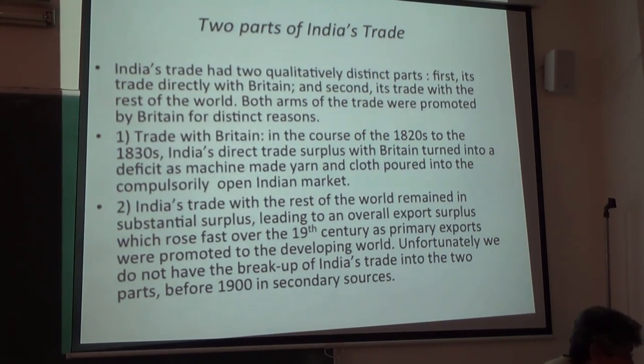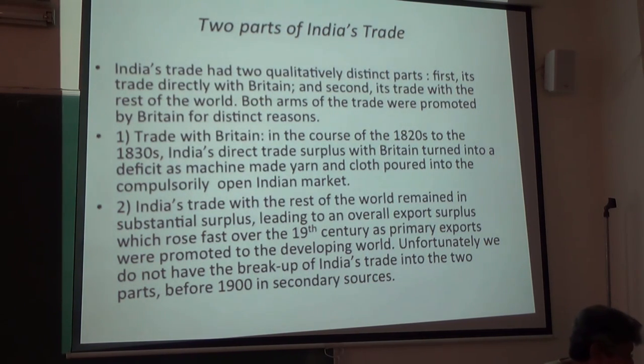So of these two parts, as far as trade with Britain is concerned, in the course of the 1820s to the 1830s, India's direct trade surplus with Britain turned into a deficit, as we know, because machine-made yarn and cloth from Lancashire poured into the compulsorily open Indian market. But India's trade with the rest of the world remained in substantial surplus, leading to an overall export surplus. That is, it cancelled out the deficit on account of trade with Britain. You get an overall export surplus, which rose fast over the 19th century.